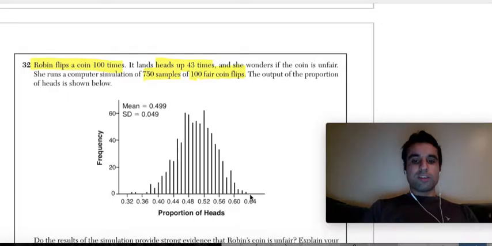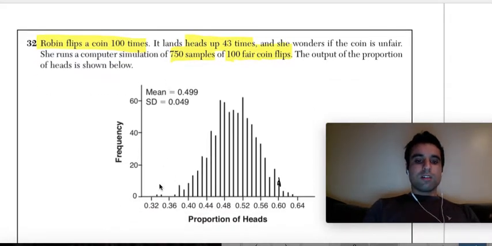So the output of proportion of heads is shown below. So we got 60% heads here. That means 0.60, right? 60%. Then we got somewhere between 32 and 36% a few times. And if you add all these samples up, it's 750 samples.